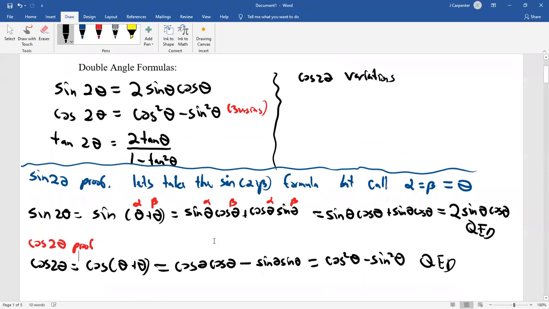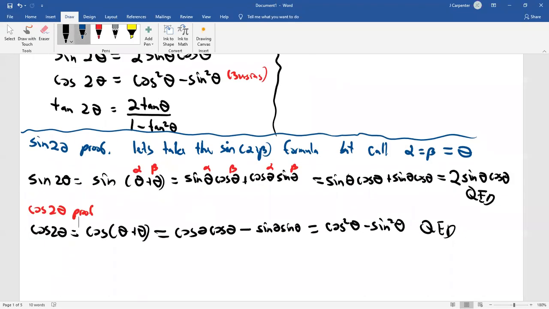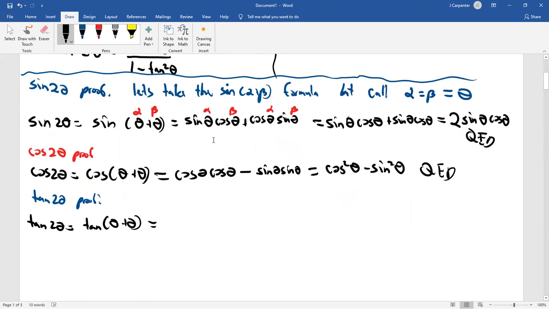Yeah, we'll do the tangent. We've got time. So the tangent proof. We're going to say that the tangent of 2 theta is equal to the tangent of, you guessed it, theta plus theta. This formula was tangent of alpha plus tangent of beta over 1 minus tan alpha tan beta, so tan theta plus tan theta over 1 minus tan theta tan theta, because they're all thetas.